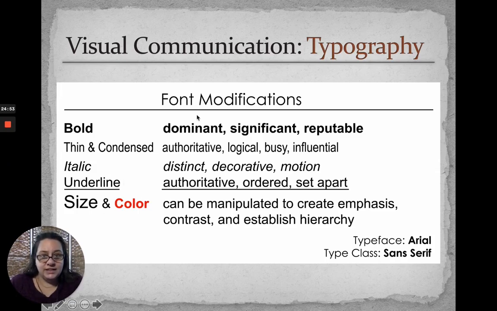And what they typically communicate, if you make things bold, it tends to communicate dominant, significant, reputable. Thin and condensed communicates authoritative, logical, busy, influential. Italic, distinctive, decorative, in motion, because it feels like it's going in a direction. Underline is, again, kind of authoritative. It's ordered. It's set apart. And manipulating the size and color can create emphasis and create hierarchy.